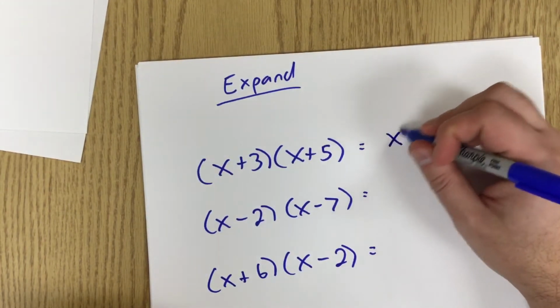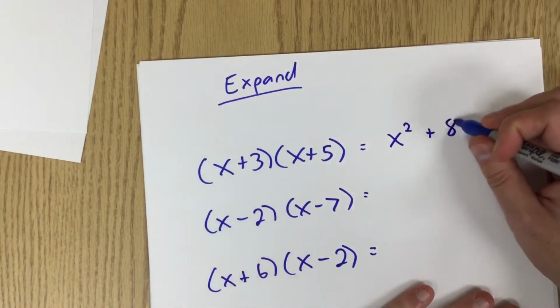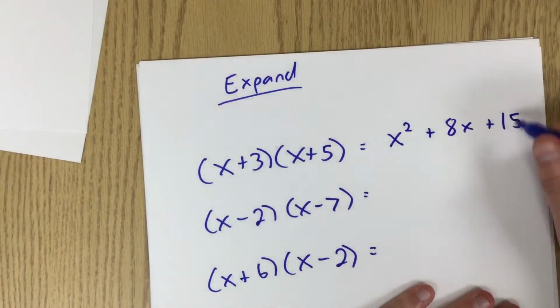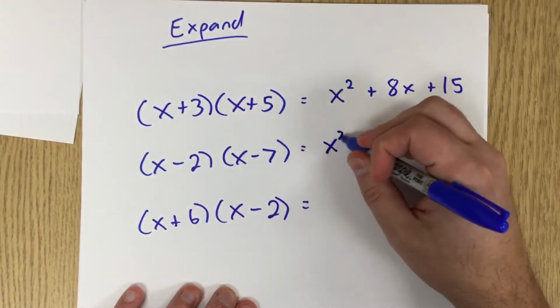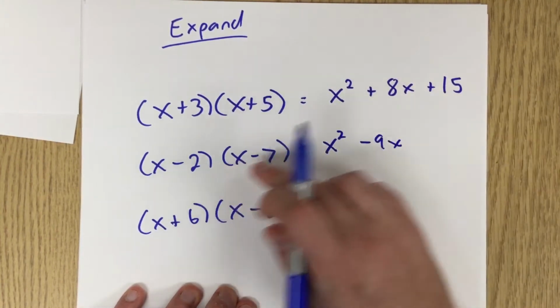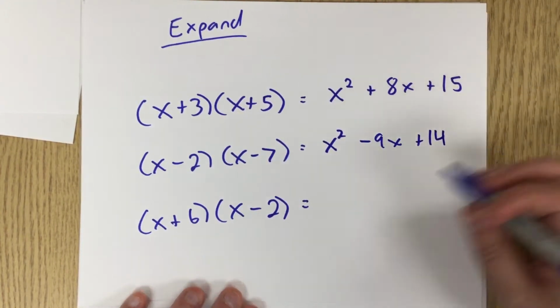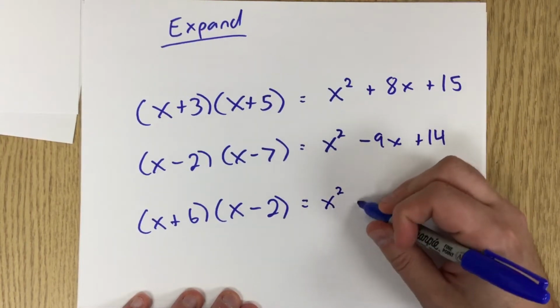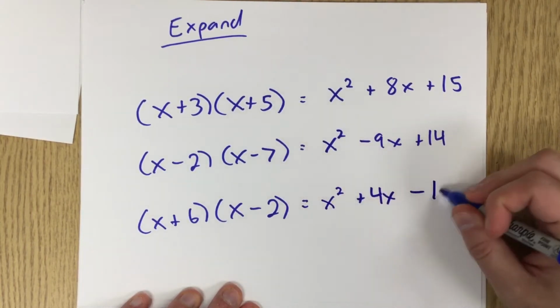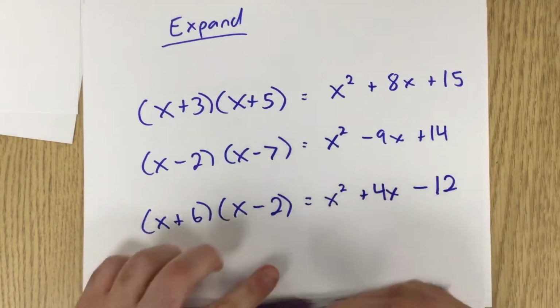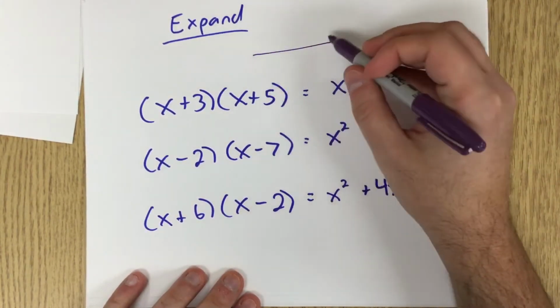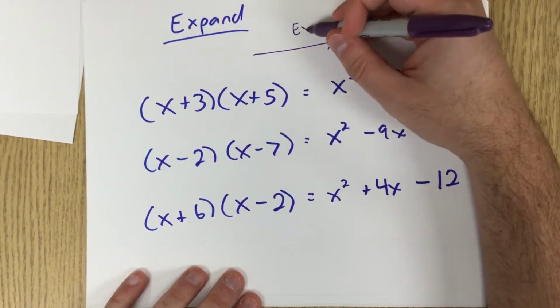So this is going to be x squared plus 8x plus 15. That's going to be x squared minus 9x plus 14. And this is going to be x squared plus 4x minus 12. So as a reminder, going in this direction is what we call expanding.